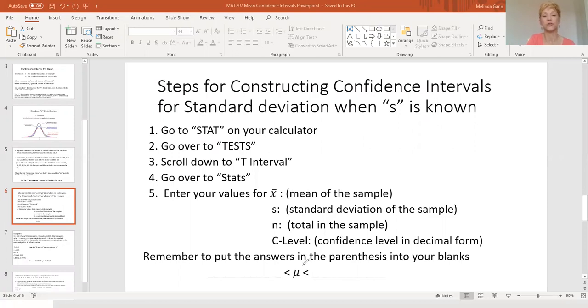But this time, because you're doing confidence interval for mean, you're going to put a mu and then between 2 blanks. And the calculator tells you the numbers to put into the blanks. So let's go work a couple just to make sure that you understand what I mean when I say those steps. Have your calculator out. So you might want to freeze the video, copy that down, and then pull your calculator out so you can work this one with me.